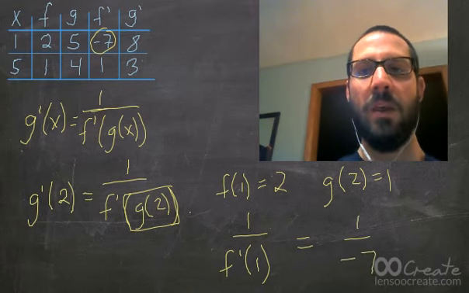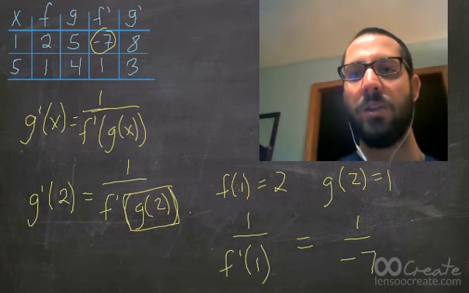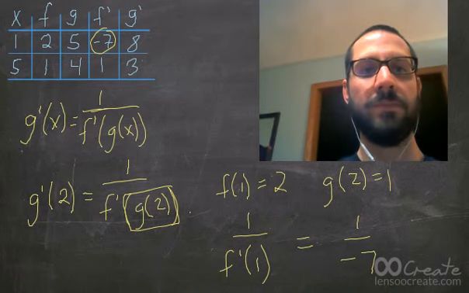Usually in these tables, we are going to have to do a move like this: look at one of the functions and then switch the x and y to know that the inverse function has those values.